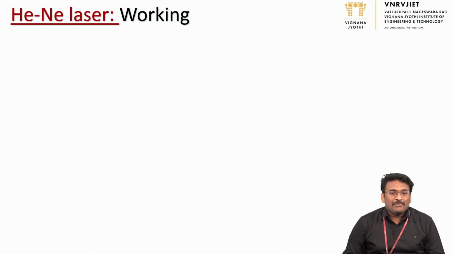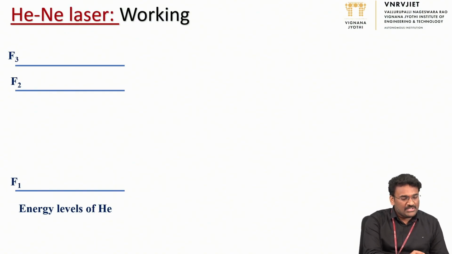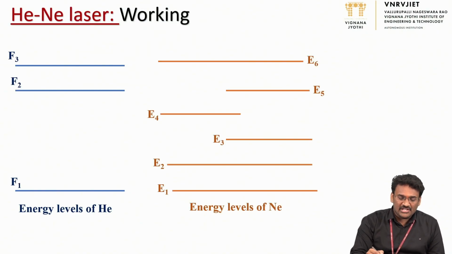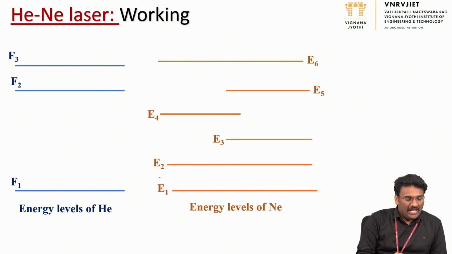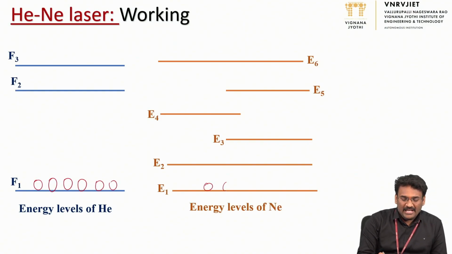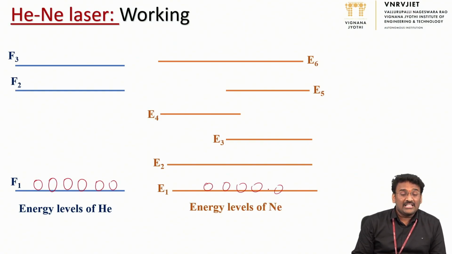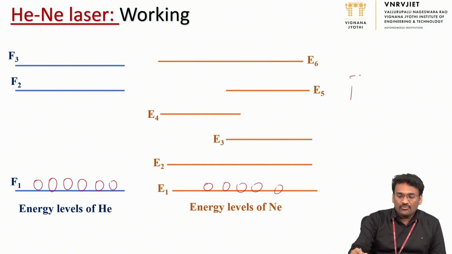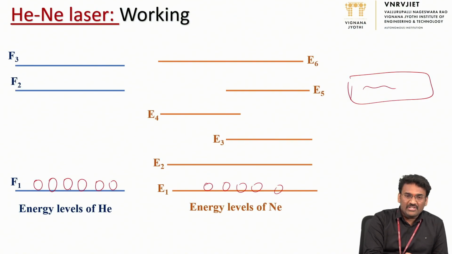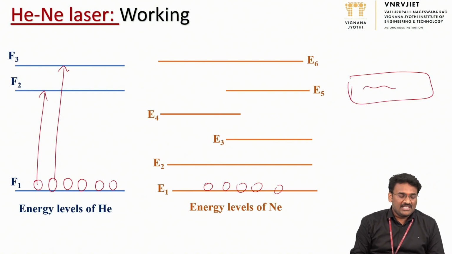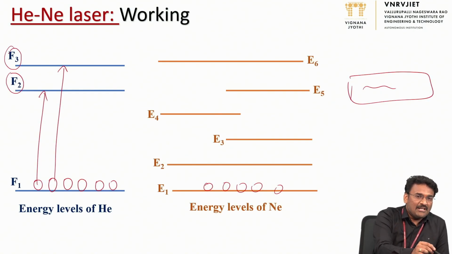Now we'll see the working of the helium neon laser. Helium consists of 3 energy levels, F1, F2, F3. F1 is the ground state, F2 and F3 are excited states, and neon consists of 6 energy levels, E1 to E6. Before applying the RF generator, all helium particles are in the F1 state and all neon particles are in the E1 state. Whenever the discharge starts, electrons move through the tube and hit the helium particles. By that collision, helium particles get excited to F2 and F3 states. Here F2 and F3 are metastable states.